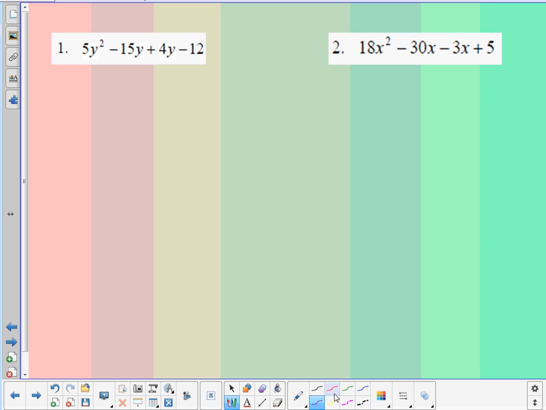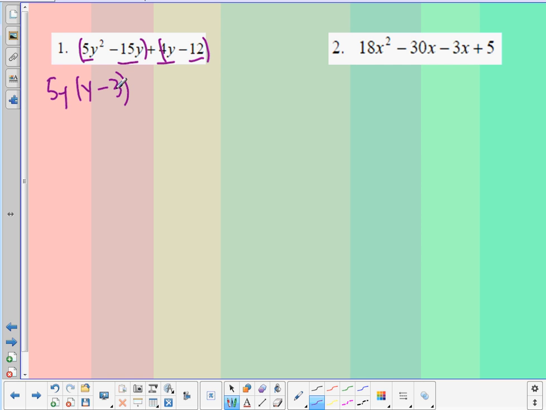When we were factoring by grouping, we had 4 terms. 1, 2, 3, 4. Remember that terms are separated by addition and subtraction. So we have 4 of them there. What we did is we grouped the first 2 and then grouped the last 2 and pulled out the GCF of each group. From the first group here, I can take out a 5 and a y, and that leaves me with y minus 3.